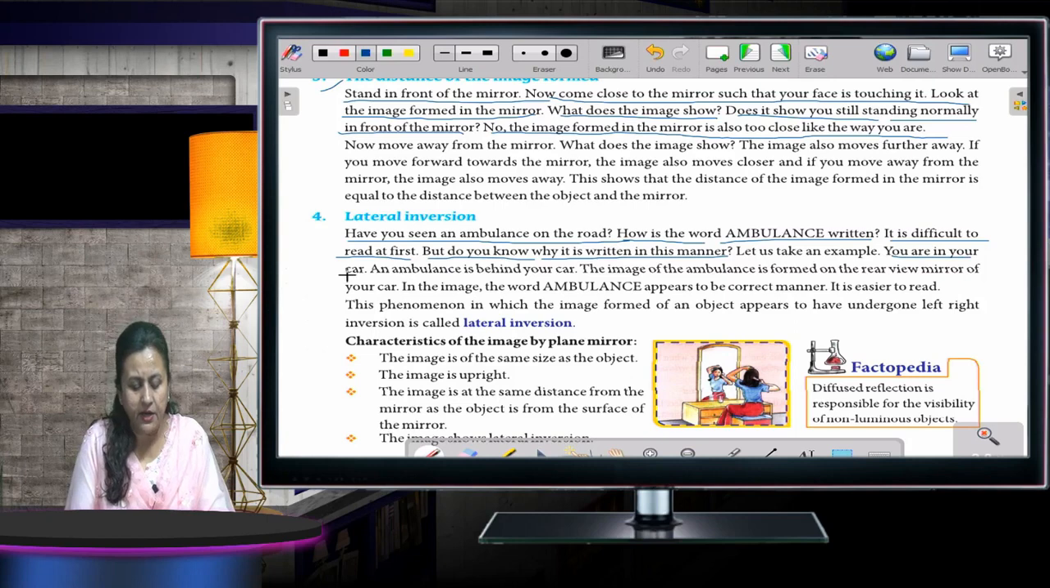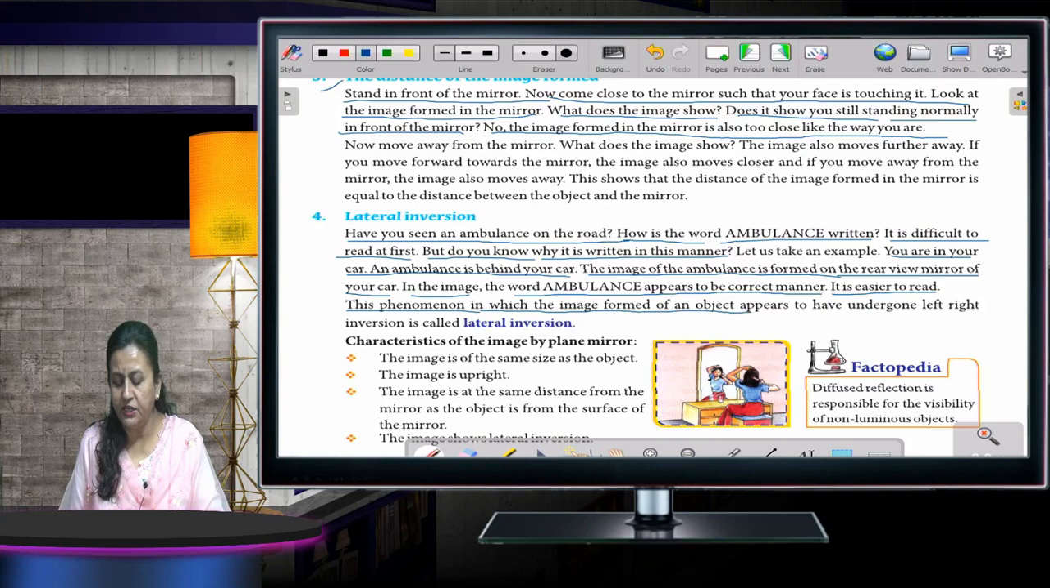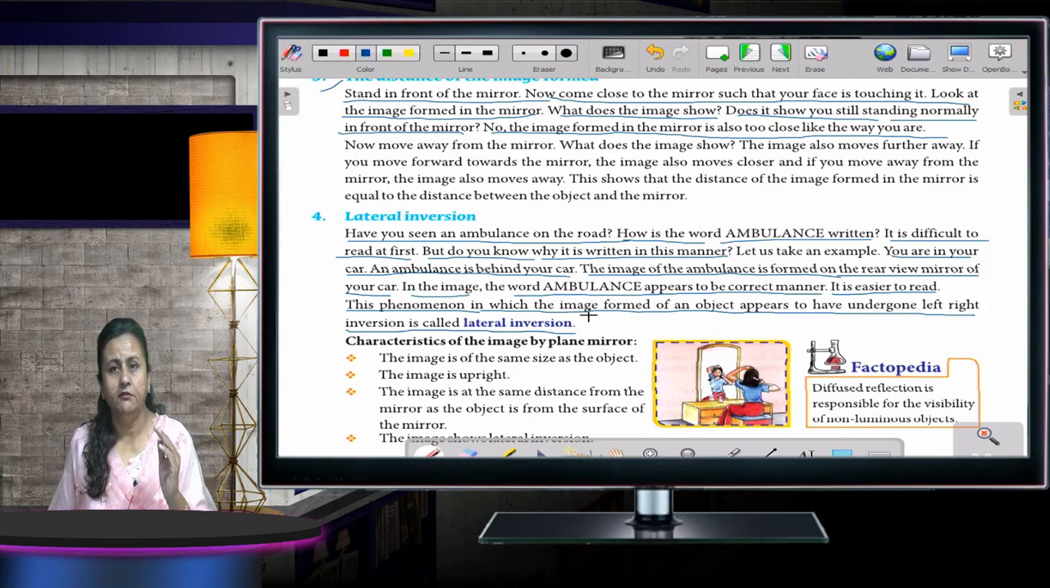So, you are in your car, and an ambulance is behind your car. The image of the ambulance is formed on the rear view mirror of your car. In this image, the word ambulance appears in the correct manner. It is easier to read. This phenomenon in which the image formed of an object appears to have undergone left-right inversion is called lateral inversion. Why is it like that? Because in case the ambulance gets stuck in traffic, we can see the image in the car mirror, so we would be able to read it very carefully and give way to the ambulance to go. Fine.